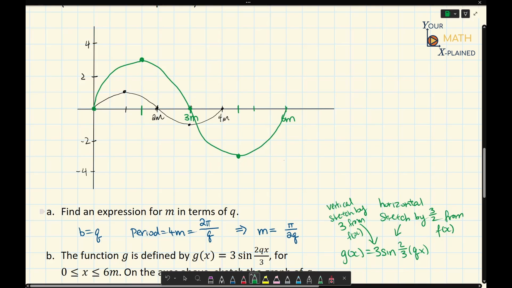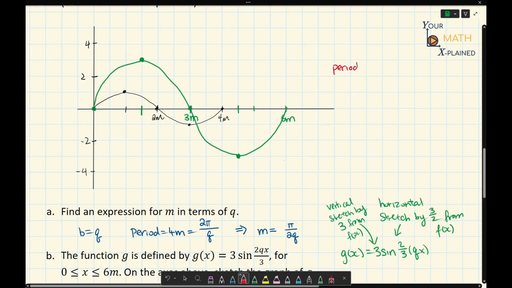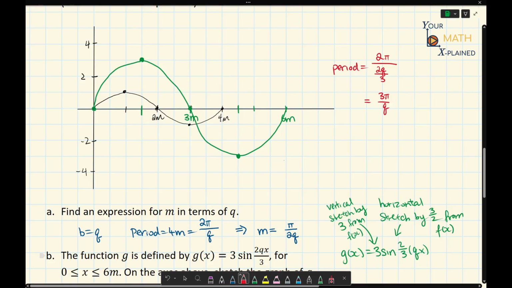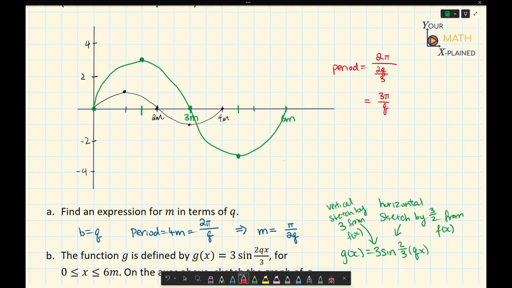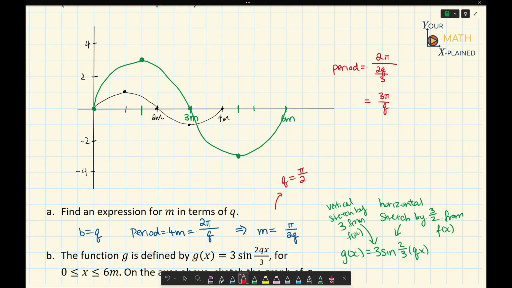Now, just as a quick side note, if you wanted to solve this using the relationship between the period and the b value, you can also do that. So that would give us the period is equal to 2 pi over the b value of g of x, which is 2q over 3. So simplifying that, we get this is equal to 3 pi over q. Now, we can go ahead and isolate q from this equation here. So if we do that, we would get q is equal to pi over 2m.